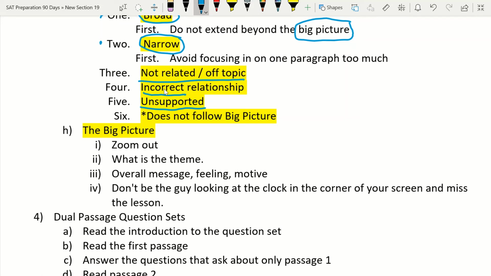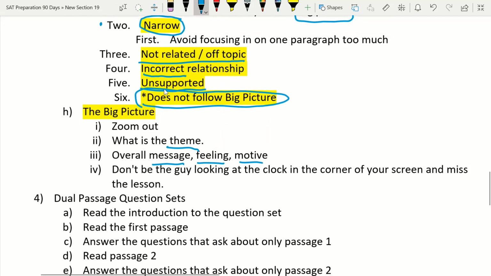Okay, and then 6, like I said, if something's way outside the big picture, right, then that's obviously a red flag. So let's talk about the big picture real quick. The big picture is after you read a SAT reading passage, you want to zoom out and just think, what's the theme, right? We don't want to focus too much in on one part or one paragraph. We just want to zoom out. What's the theme of it? We want to think about the overall message of the passage. What's the feeling? What's the motive?